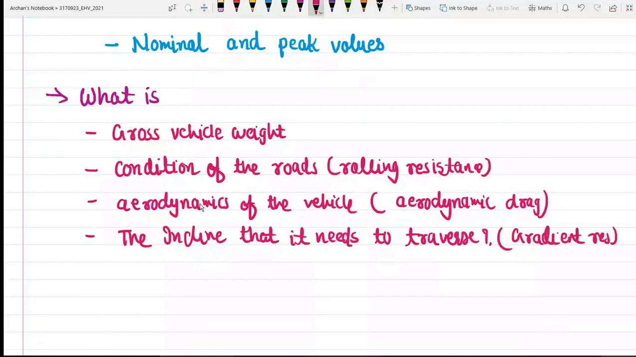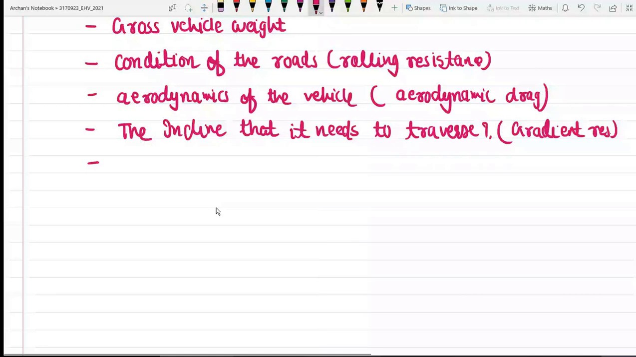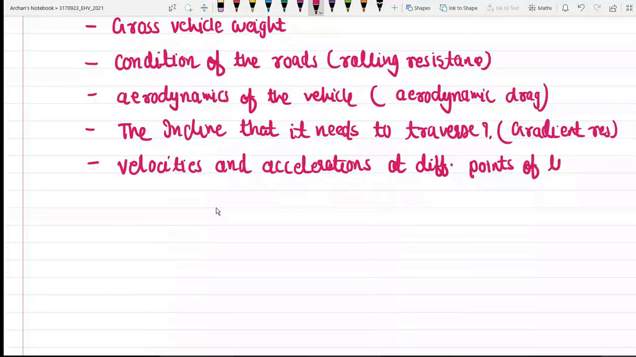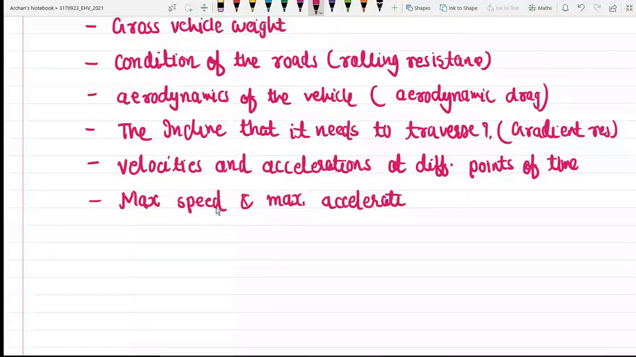Then you must know about the drive cycle. What do you mean by drive cycle? The values of velocity and acceleration at different points of time. So we must know the velocities and accelerations at different points of time. Then the peak values or maximum values: what is the maximum speed and maximum acceleration of the vehicle?